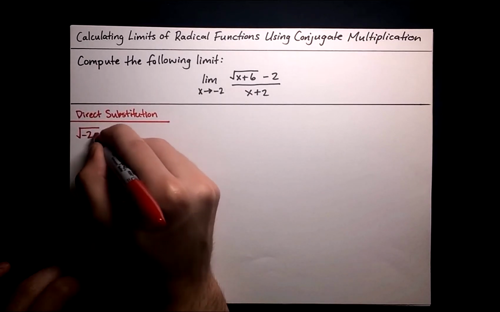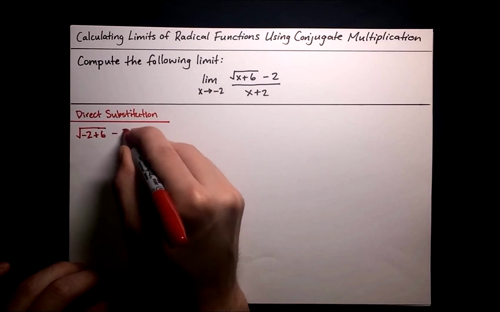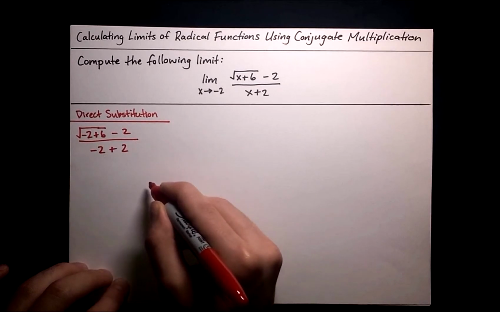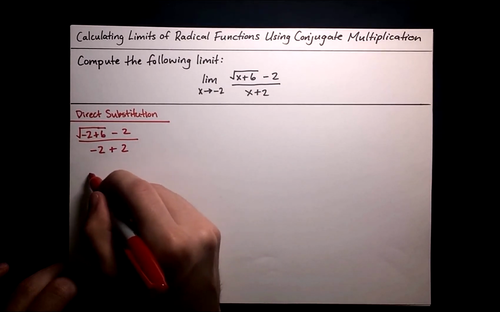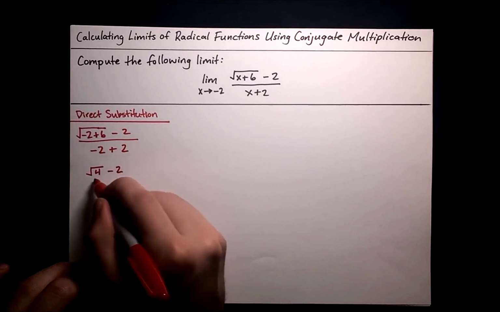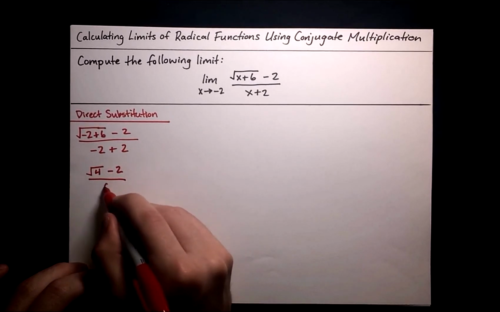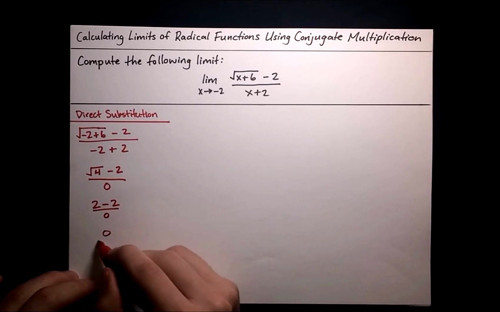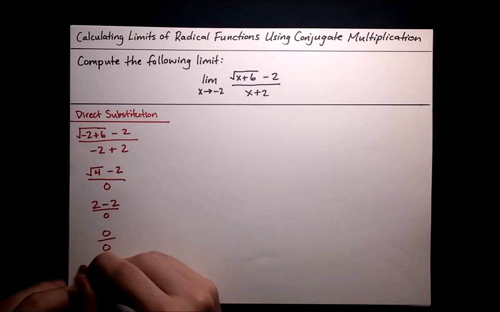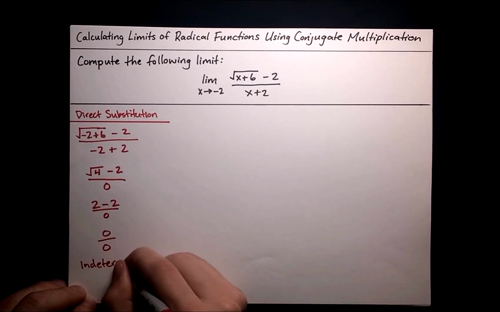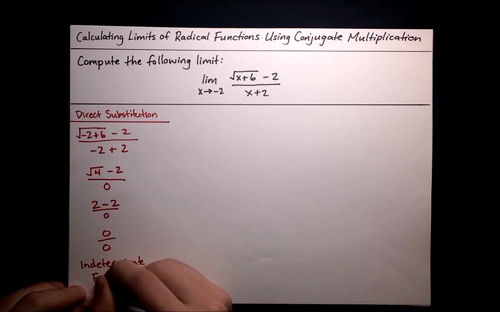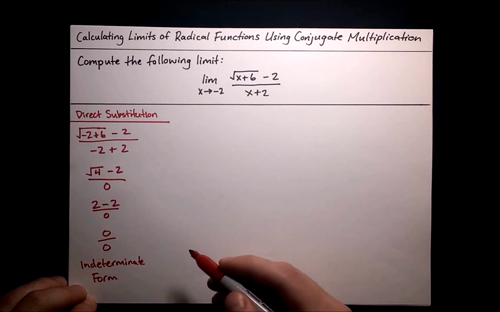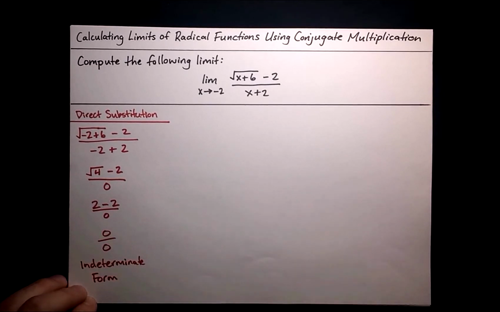We get root of -2 plus 6, then minus 2 over negative 2 plus 2. Well, let's just go ahead and simplify that. Negative 2 plus 6 is 4, so root 4 minus 2 over negative 2 plus 2 is 0, and root 4 is just 2, so 2 minus 2 over 0, so 0 over 0. And hey, what do you know? That's indeterminate form. So this form doesn't tell us what the value of the limit is, and we have to simplify the limit a little bit so that we can actually get a sensible result.